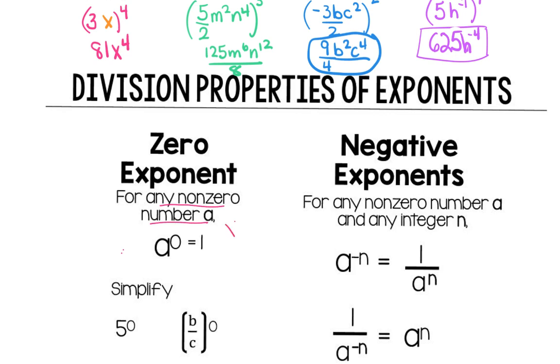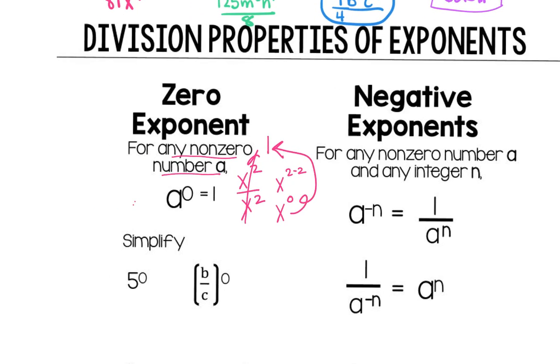If we have x squared divided by x squared, anything divided by that same thing we know is 1. If we use our rules, x to the 2 minus 2, that gives me x to the 0 power. And that's how we know that anything to the 0 power is always 1.